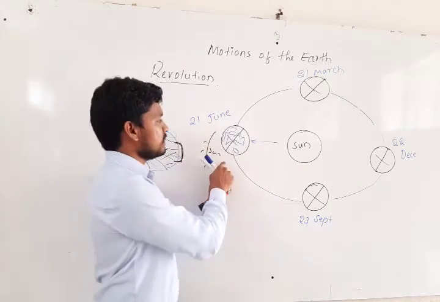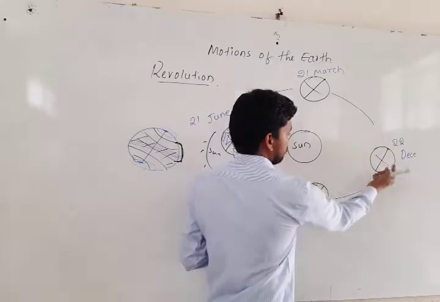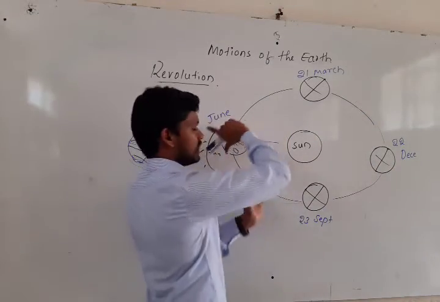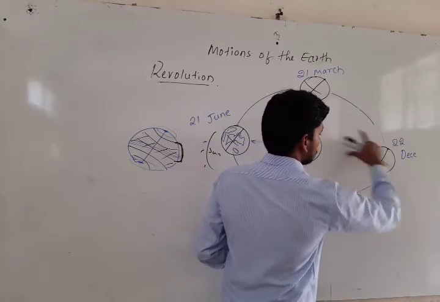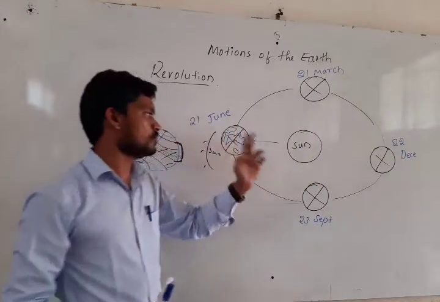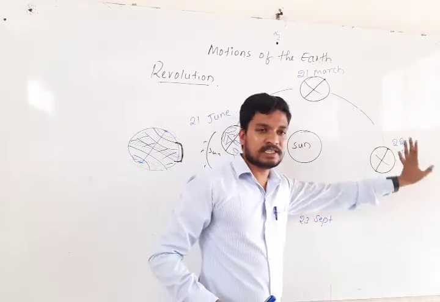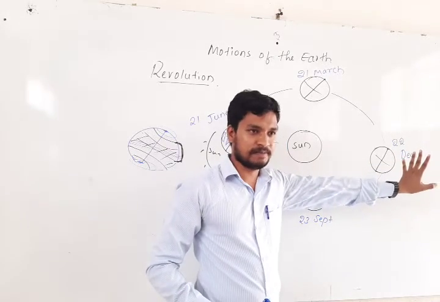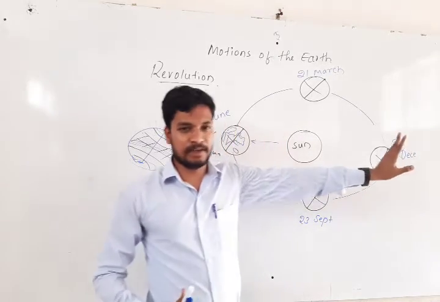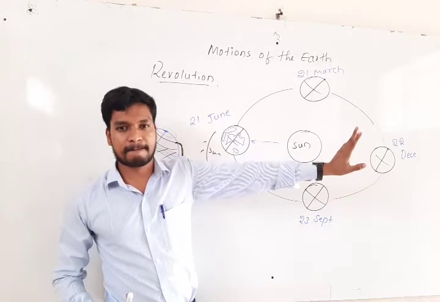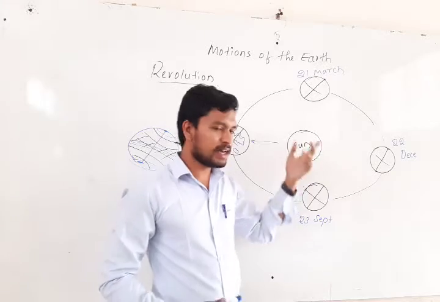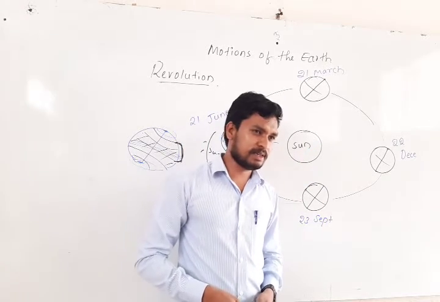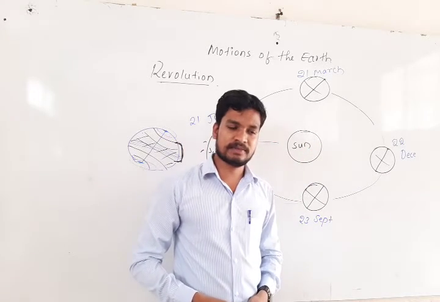When it goes to the opposite position, the Earth doesn't turn this way; it stays in the same tilt and moves towards the opposite direction of this zone. That is December. At this time, what do we feel? We feel cold, is it not? Why do we feel cold at this time? What is the main reason?